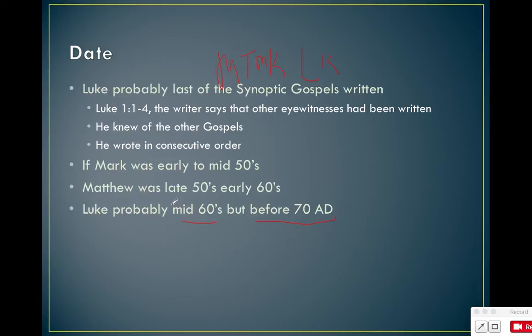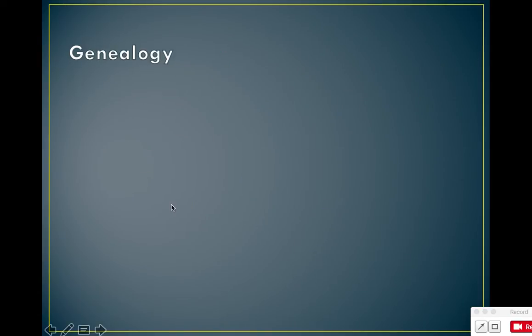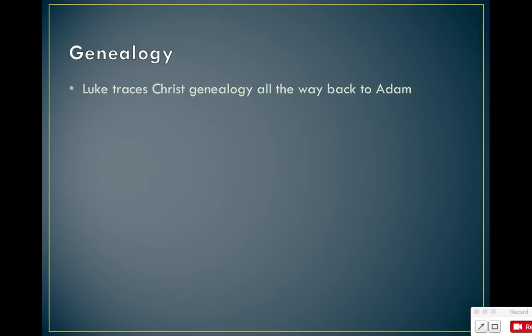So what we're going to do is talk a little bit about the book, some of the details that come in there. The first thing is a genealogy. Matthew and Luke are the only two Gospels that have a genealogy of Christ. Luke goes in his genealogy all the way back to Adam. Matthew goes back to Abraham.